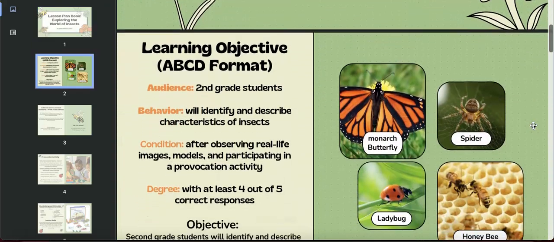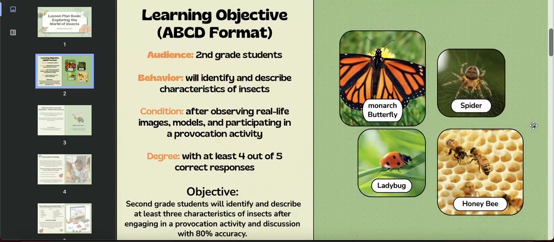As we scroll down here, you can see my learning objectives that I have written out for this lesson in ABCD format, and my intended audience would be second grade students. The objective for this lesson would be that students will identify and describe at least 3 characteristics of insects after engaging in a provocation activity and discussion with 80% accuracy.